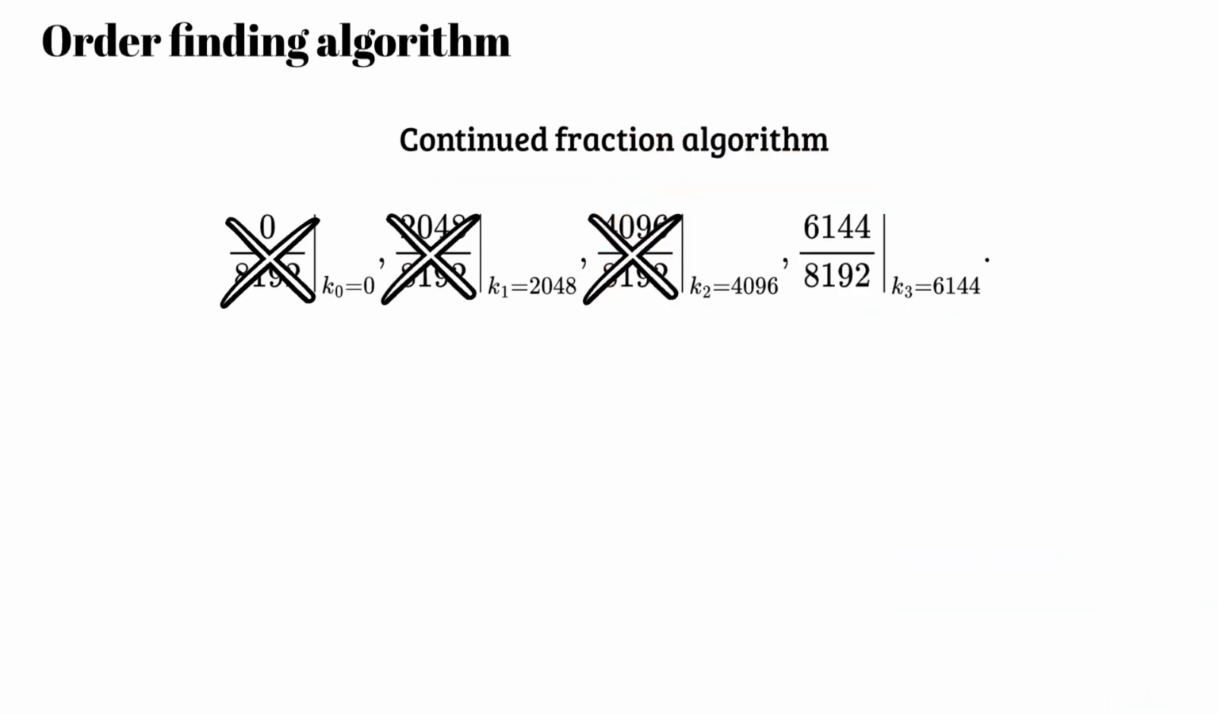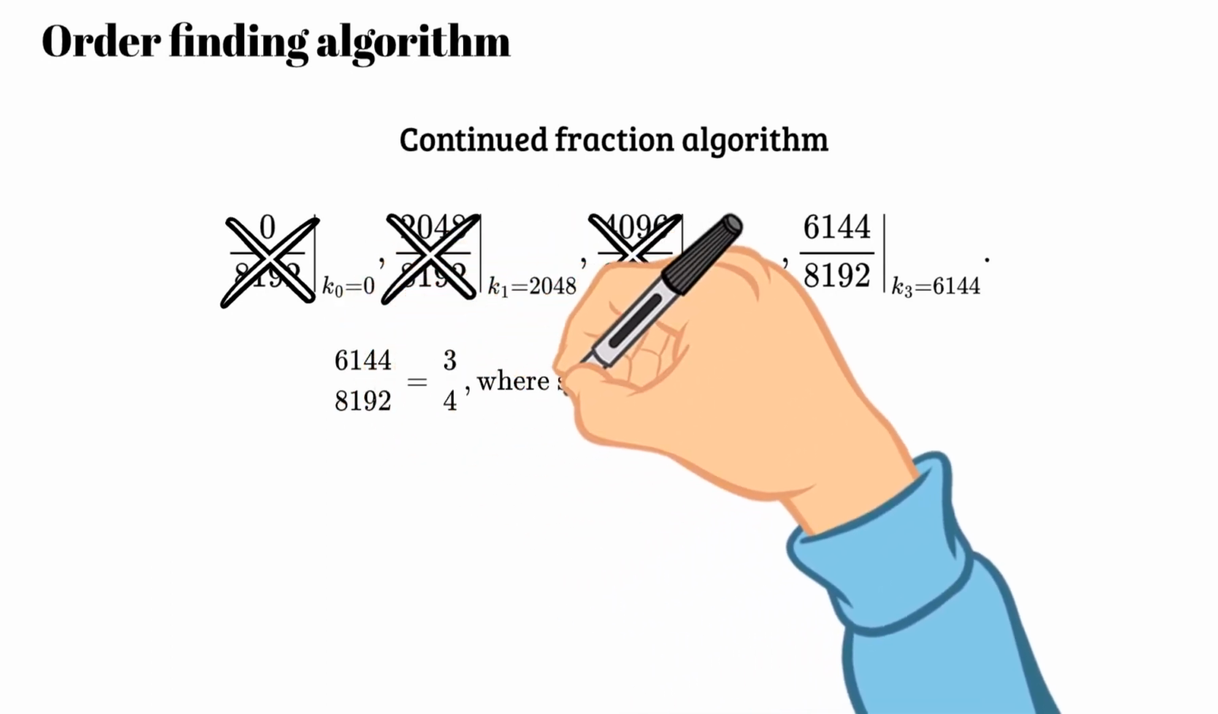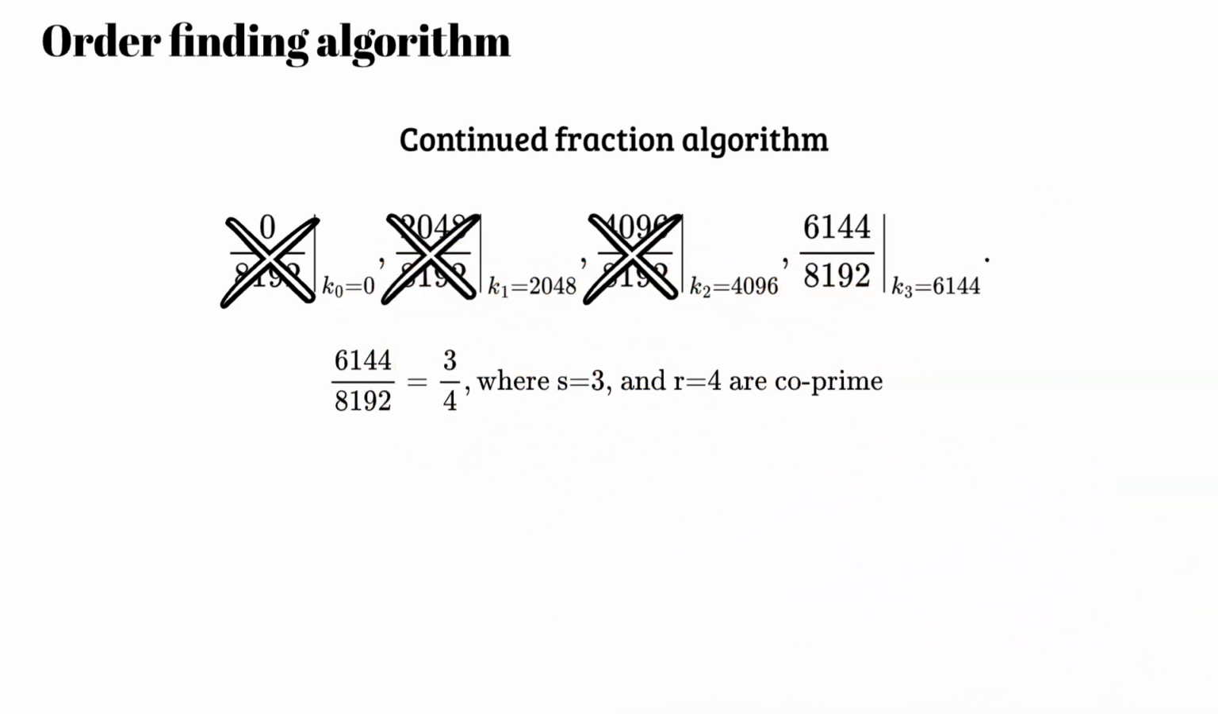But the final measurement, 6144/8192, or 3/4, does satisfy this crucial condition. Its numerator and denominator are coprime. Applying the continued fraction algorithm, 3/4 is identified as a valid convergent fraction. Thus, we conclude the denominator, 4, is exactly the order R we're searching for.